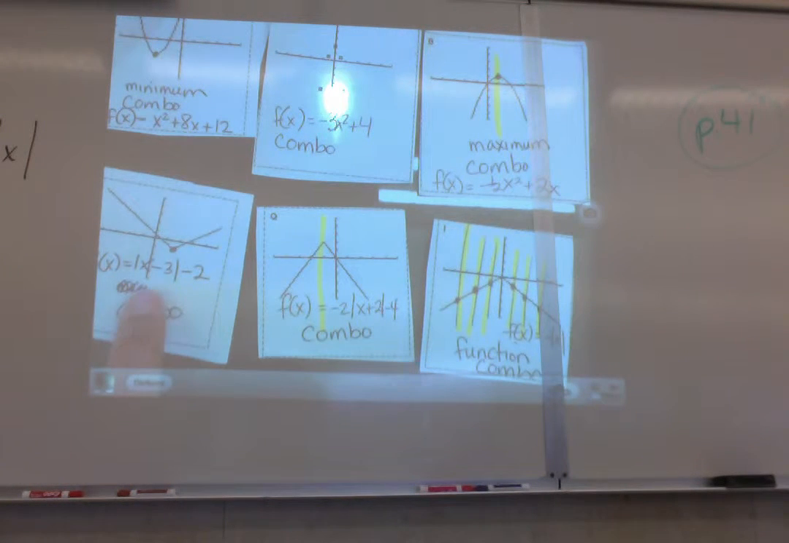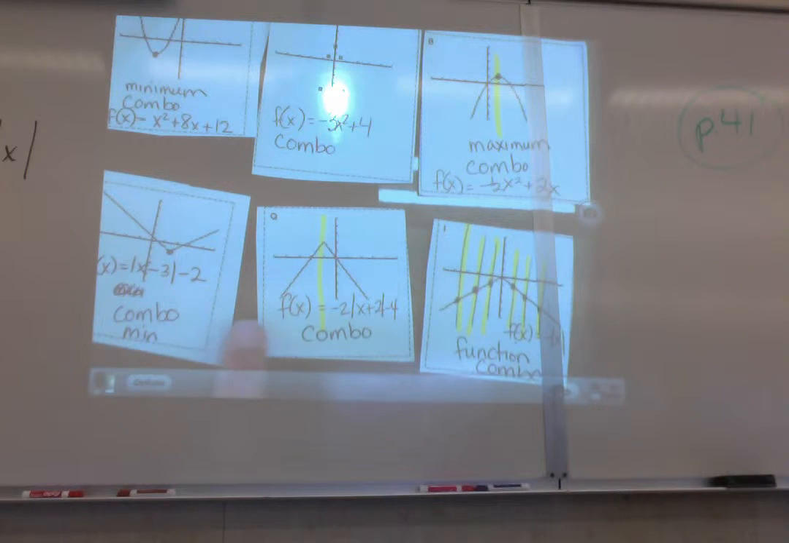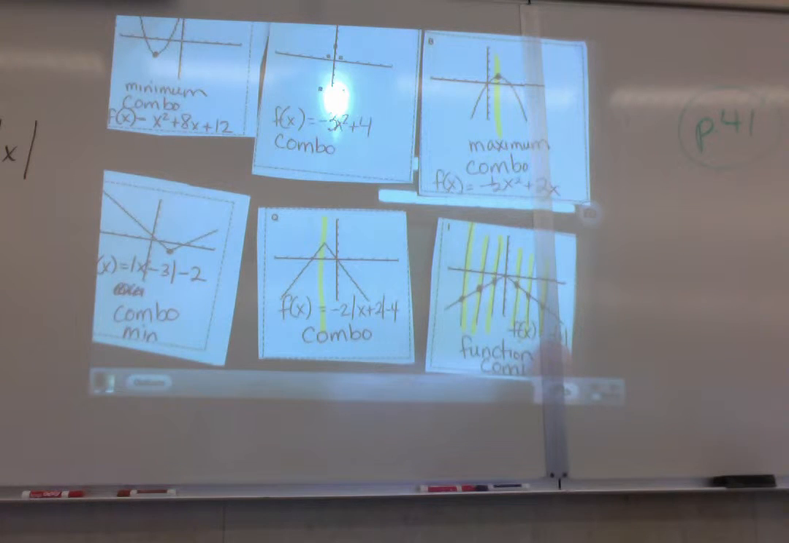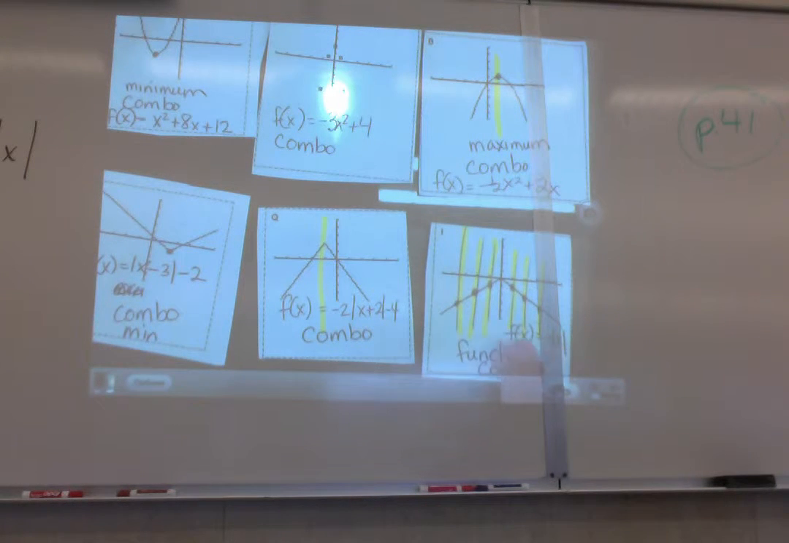Okay, let's look at these. Absolute value x minus 3 minus 2. Negative 2 absolute value x plus 2 minus 4. F of x, negative absolute value of x. They're all combos, but as I'm looking at this equation, this equation, and this equation, they all have absolute values.